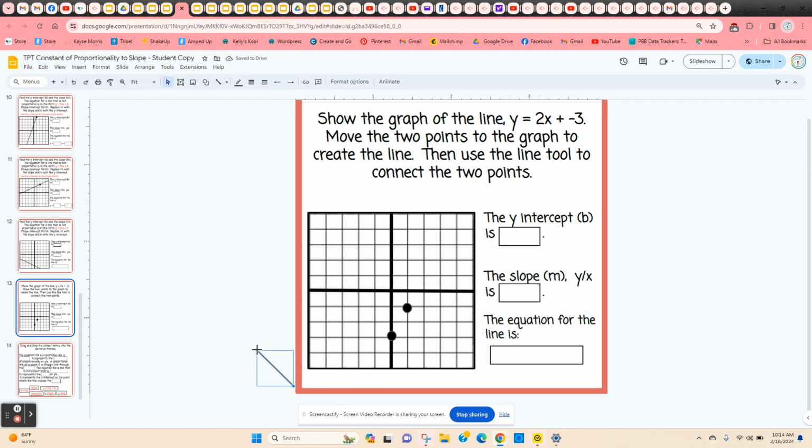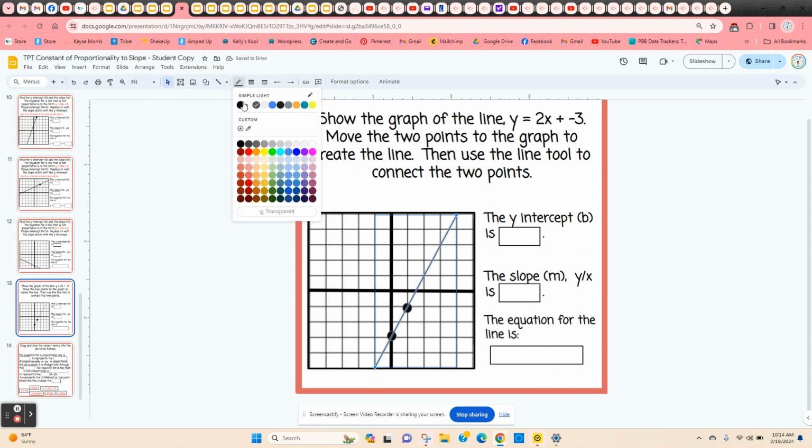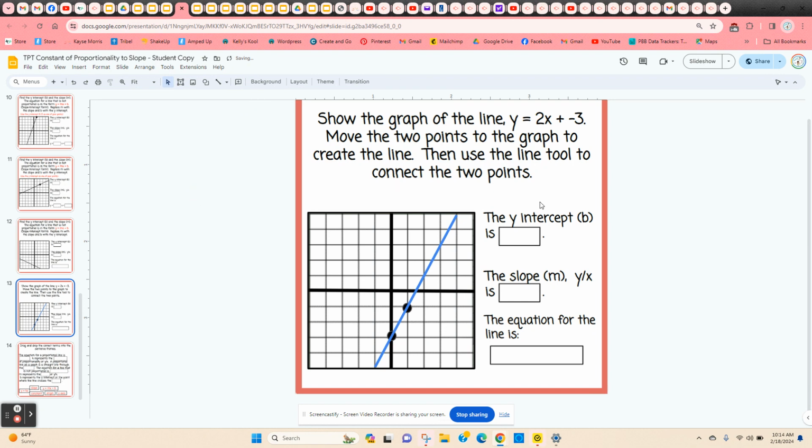If they click and hold on these little blue circles at the end of the line, they can move the line wherever they like. They have to play around with this a little bit, but they want it to go through both points. I'm going to start here. And we want to make sure each time it's a slope of 2. They can change the color of the line, or they can change the thickness of the line if they like. Then they just fill in the y-intercept, the slope, the equation for the line, and make sure they show the line on their graph.